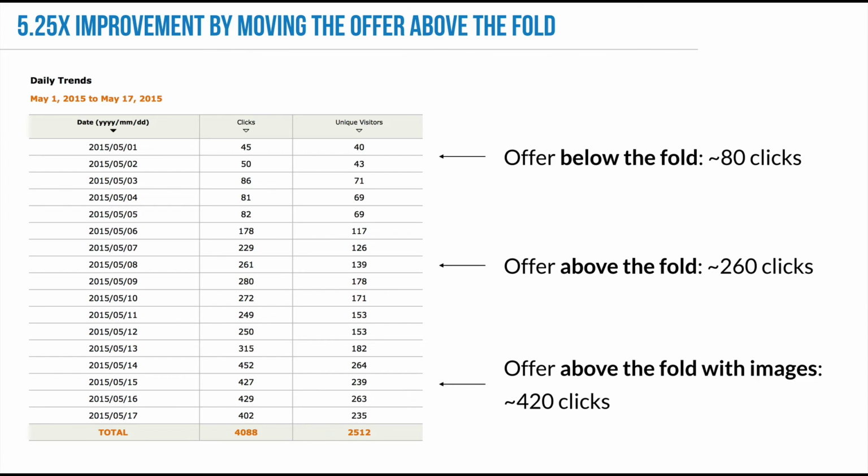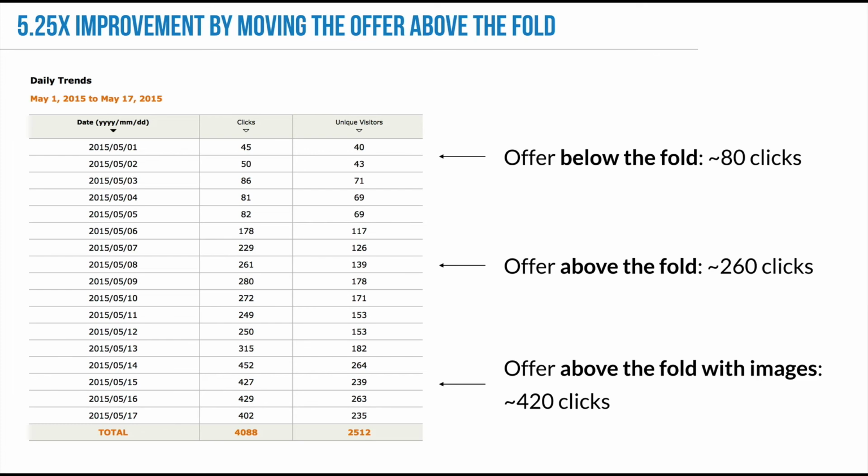So this is one of my latest tests, and one of the things that I found is I was able to get a 5.25x improvement by moving my offer above the fold. So at the beginning of the month of May, we had 80 clicks per day on average. Yeah, about 80 clicks, and I'm being generous, right? So at the beginning of the month, we had about 80 clicks.